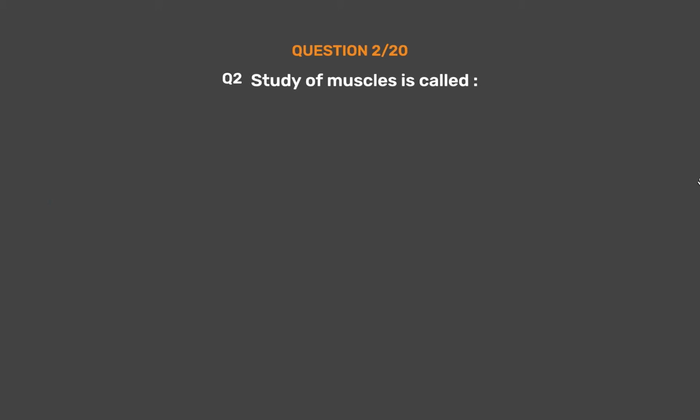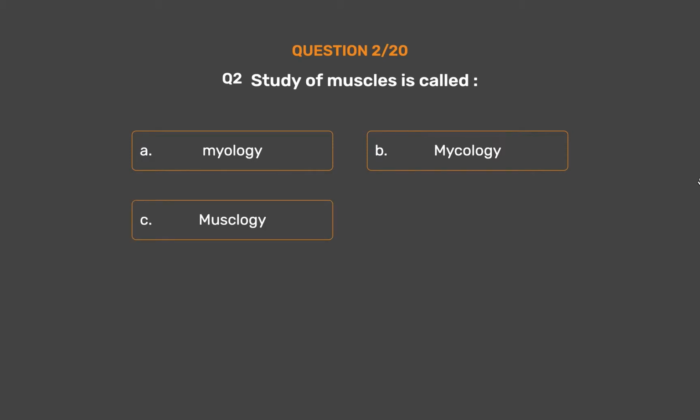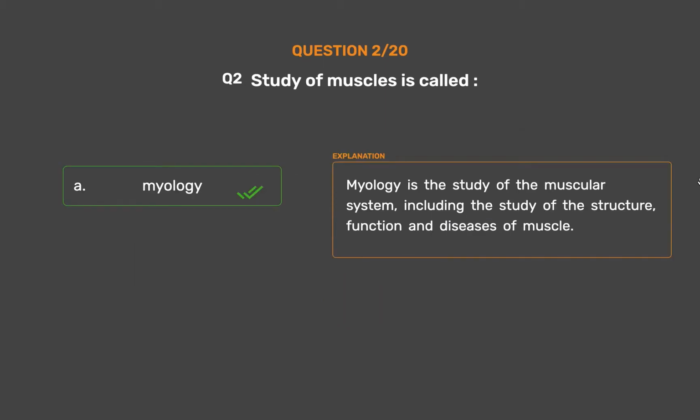Question number 2. Study of muscles is called Option A. Myology. Option B. Mycology. Option C. Muscology. Option D. Sarcology. The correct answer is Option A. Myology. Myology is the study of the muscular system, including the study of the structure, function and diseases of muscle.